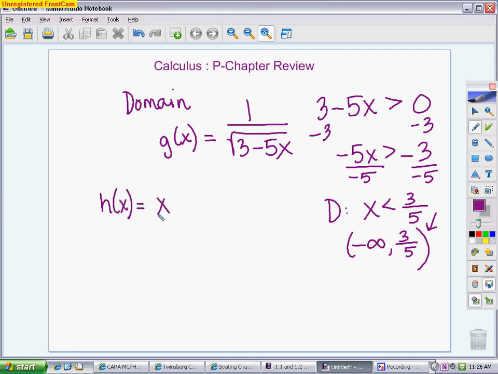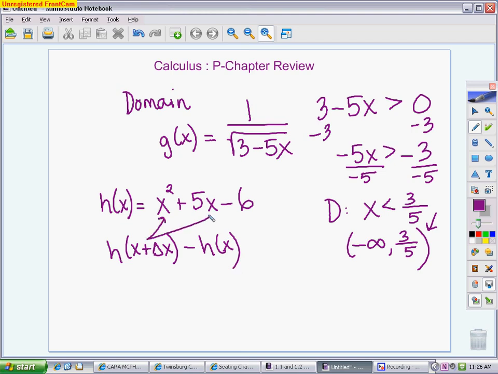The second question I want to go over is also a function notation, also from the P3 section. We're going to have a function, I'm going to call it h, which is x squared plus 5x minus 6. And the question on the test will ask you to evaluate h of x plus delta x minus h of x. This is very similar to what I asked you to do on the test video that you watched. The only difference is now we have an extra piece at the end, the minus h of x. So the first thing I want to do is take x plus delta x and put it here and here for x. So I'm going to have x plus delta x squared plus 5 times x plus delta x minus 6.